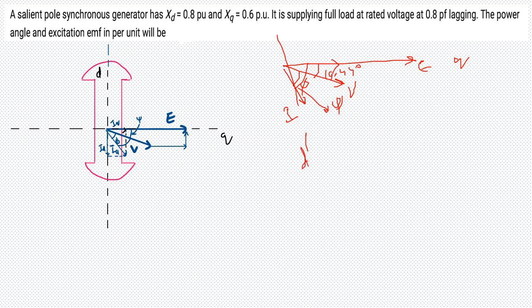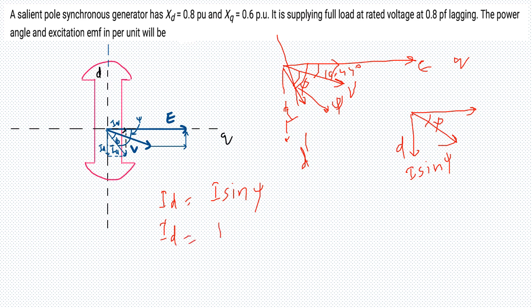If you find the current along the d axis, with this angle psi, the current along the d axis is I sin psi. So id is I, which is 1 per unit, times sin of 19.44 plus cos inverse 0.8. If you calculate id here, you get 0.832. So this is your id.